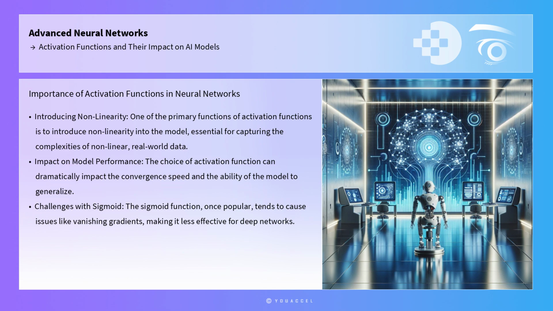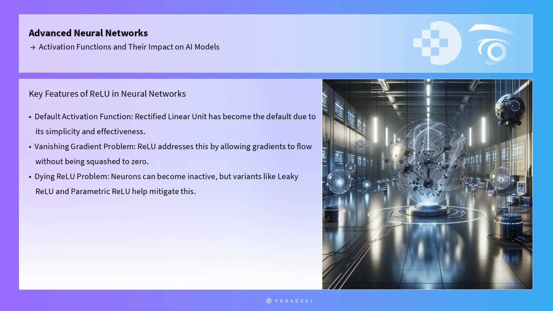Without it, even a deep neural network would behave like a simple linear regression model, unable to capture the complexities of the data. The choice of activation function can dramatically impact the convergence speed and the ability of the model to generalize. For instance, the sigmoid function, once popular, tends to cause issues like vanishing gradients, making it less effective for deep networks. In practice, the rectified linear unit has become the default activation function for many neural network architectures due to its simplicity and effectiveness.